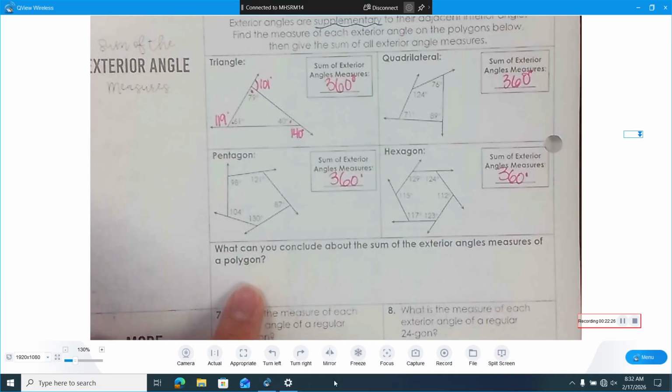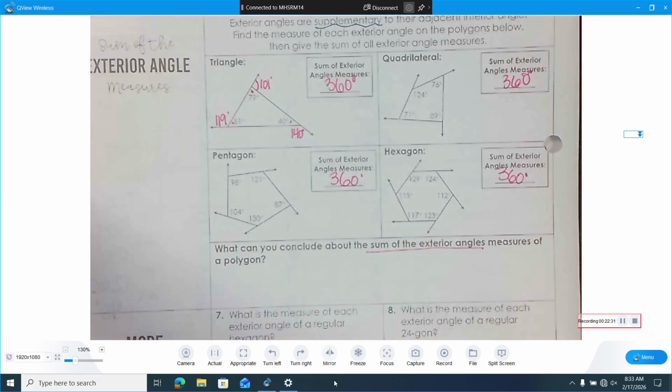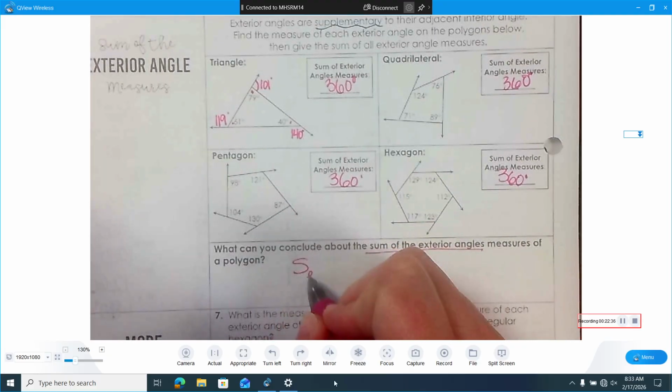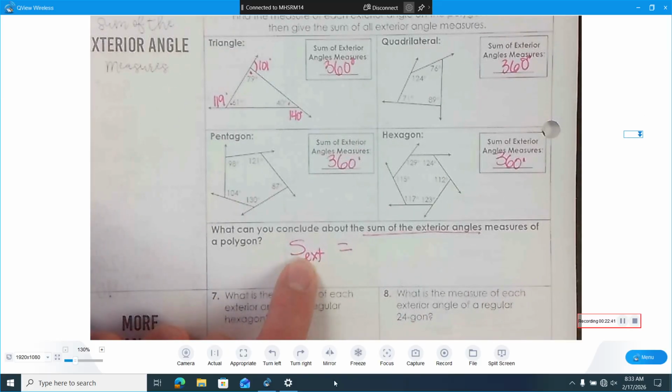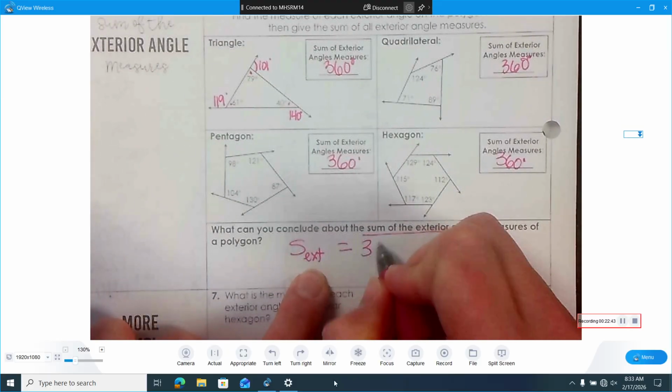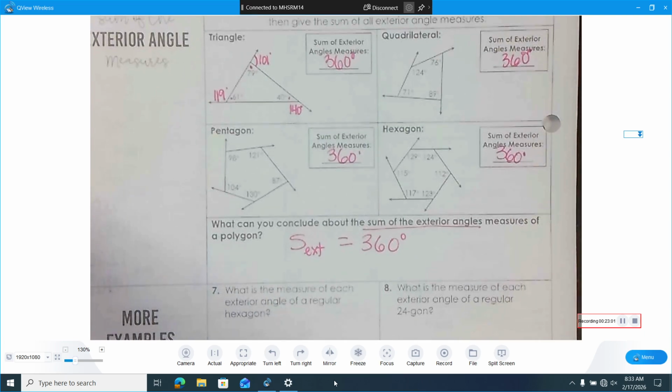Always. What can we conclude about the sum of exterior angles of any polygon? Always, the sum of the exterior angles is always 360 degrees. What's the sum of the exterior angles if there's 1,000 sides? 360 degrees, every single time. It doesn't matter how many sides we have, they're always going to be 360 degrees.